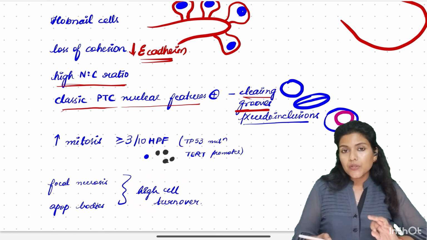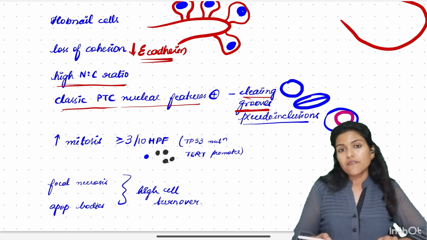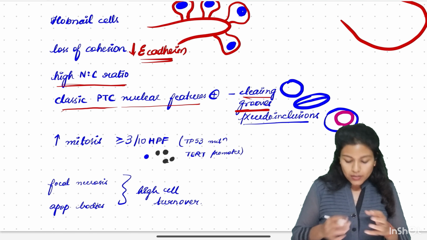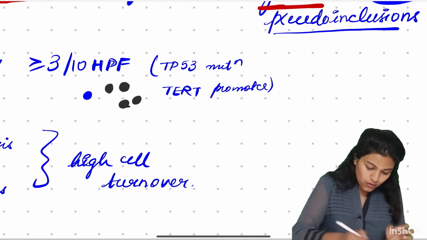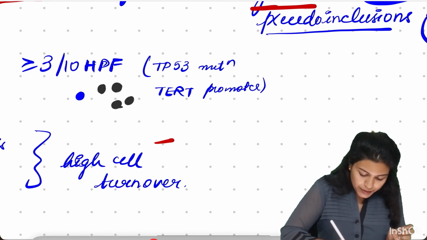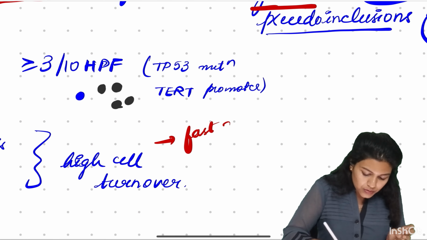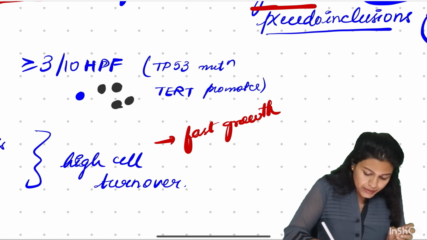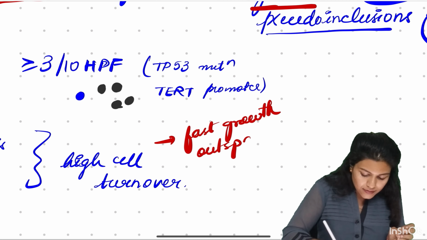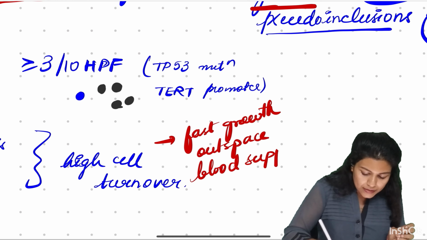The tumor is rapidly growing. The cells are rapidly dividing. When it is growing so fast, it is attributed to fast growth. It will outspace the blood supply.